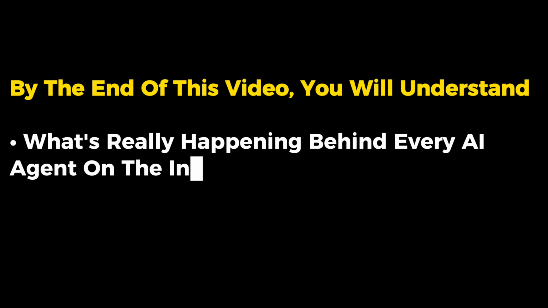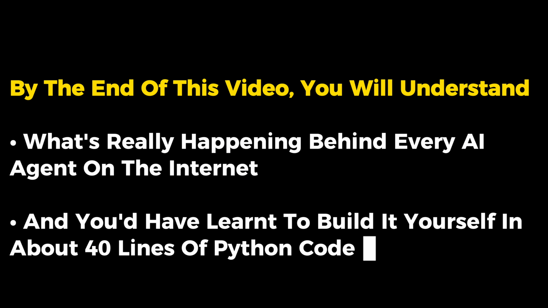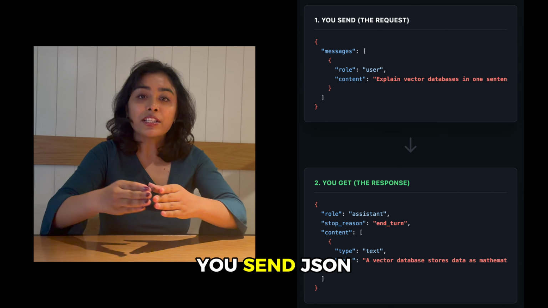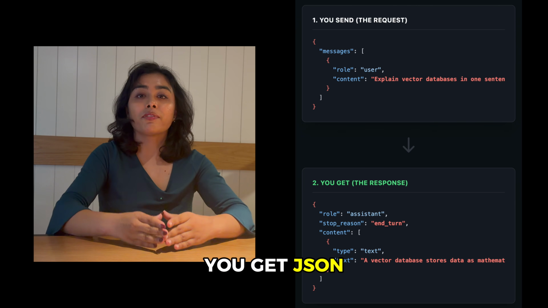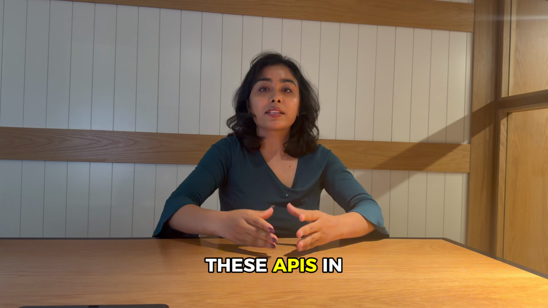By the end of this video, you will understand what's really happening behind every AI agent on the internet, and you'll have learned to build it yourself in about 40 lines of Python code. No framework used at all. You send a JSON file, you get a JSON file in return. That's the whole relationship. Now, how do you use these APIs in code?